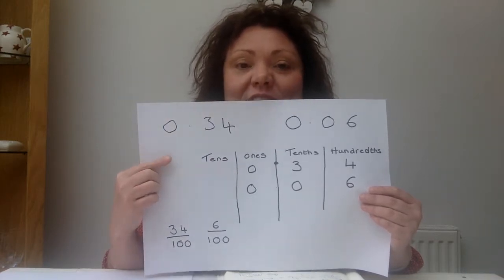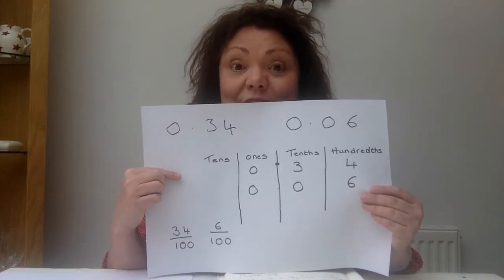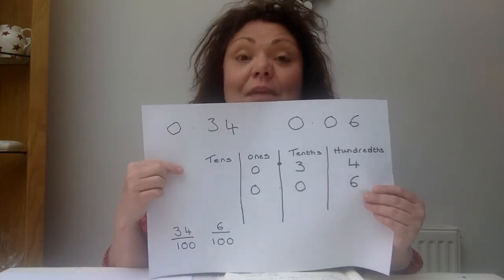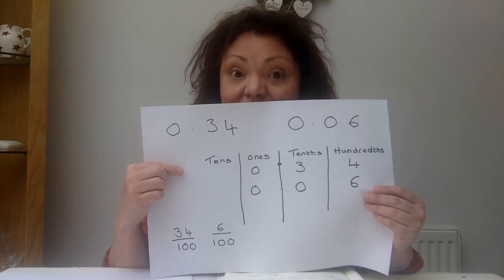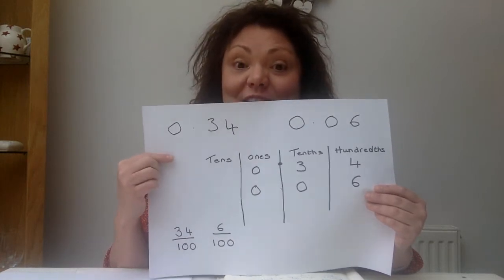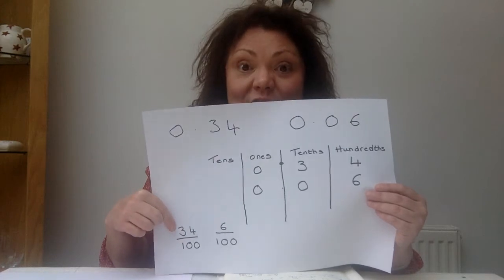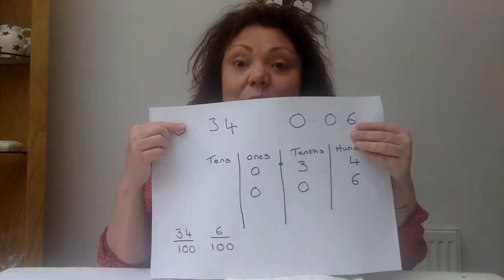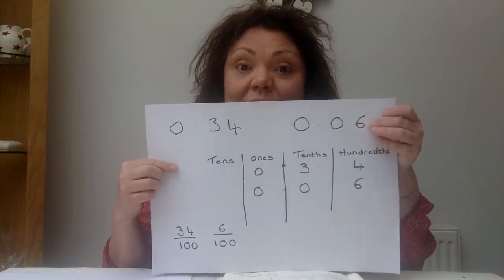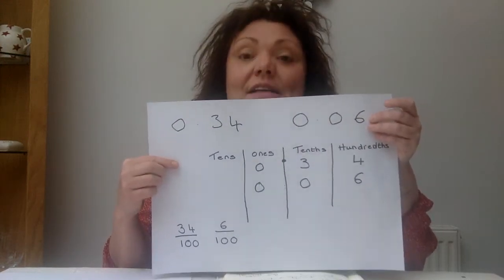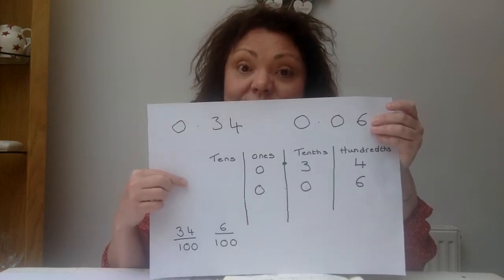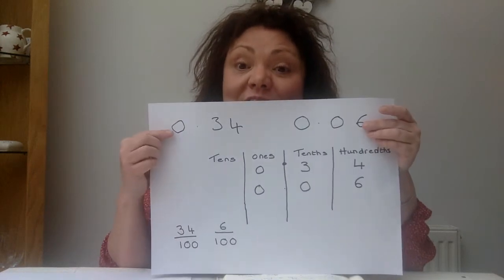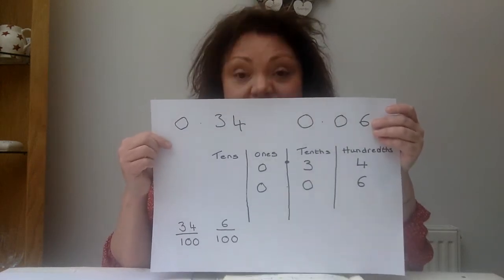So here we've got 0.34. I'm popping this on the place value chart. There'd be 0 in the ones, and then there's 3 tenths, and there's 4 hundredths. Underneath here I've put 34 over 100, 34 hundredths. Sometimes you might get one that is a bit more difficult, so it's always really good to pop it on the place value chart first, because that really makes it clear for you. You can see here that there's nothing in the tenths column.